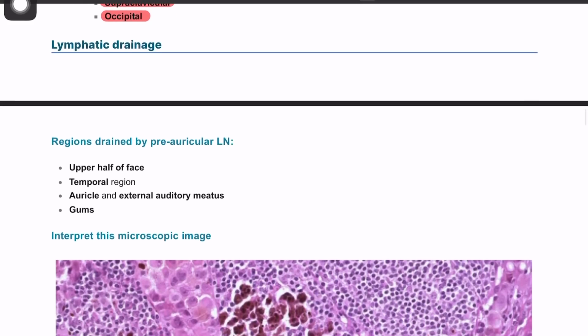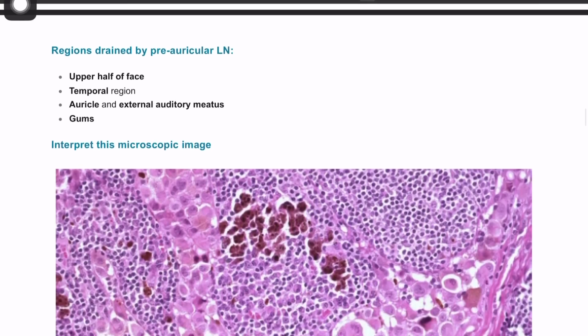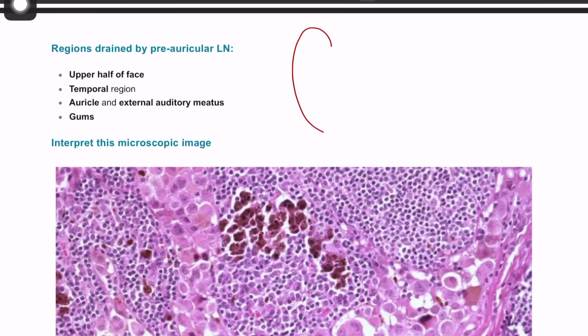Okay, so you have the region drained by something called the preauricular lymph nodes. If this is the auricle, right? If this is the auricle, and that will be the tragus on both sides, and you have here this is the mandible, all right, just a crooked diagram. So that's the mandible.